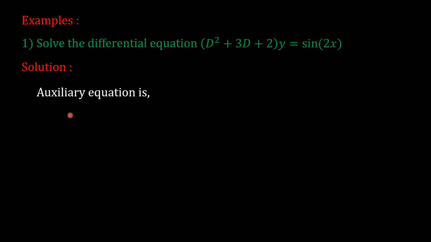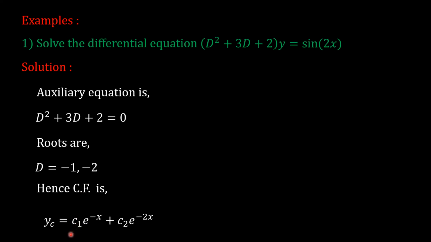Auxiliary equation is D square plus 3D plus 2 equated to 0. That is the auxiliary equation whose roots are minus 1, minus 2, which are real and distinct roots. Therefore, the complementary function is yc is equal to c1 e raised to minus x plus c2 e raised to minus 2x.